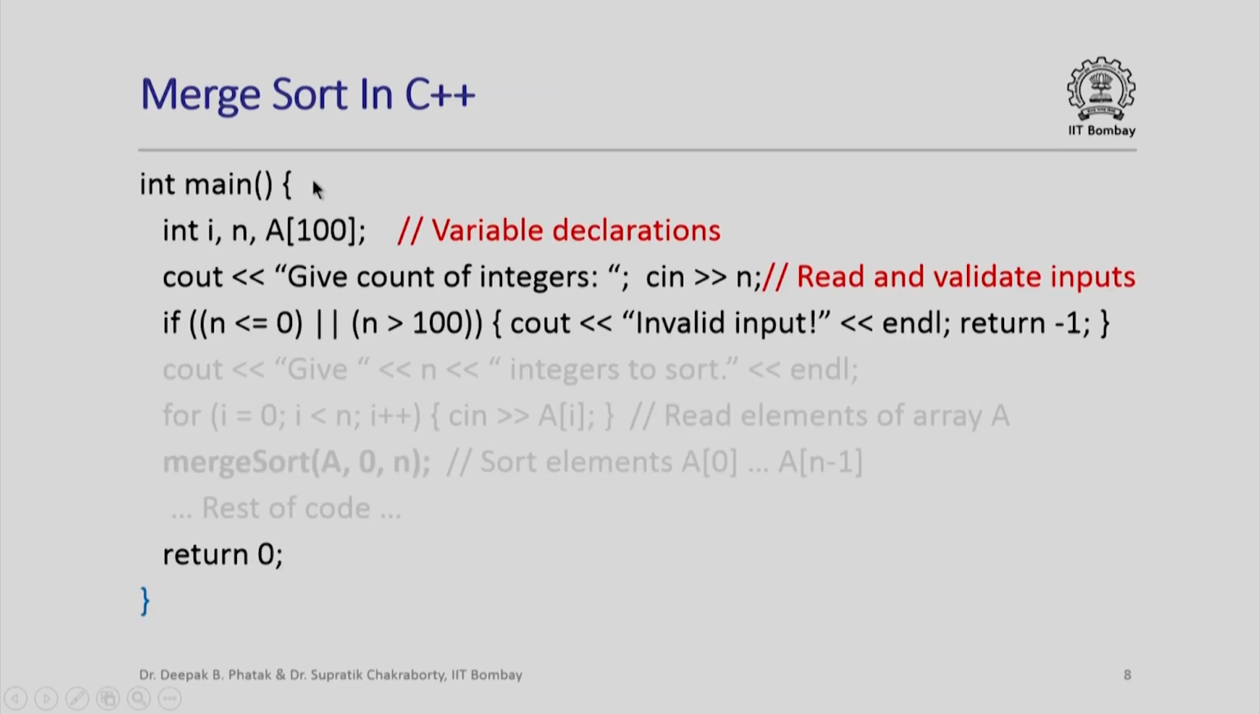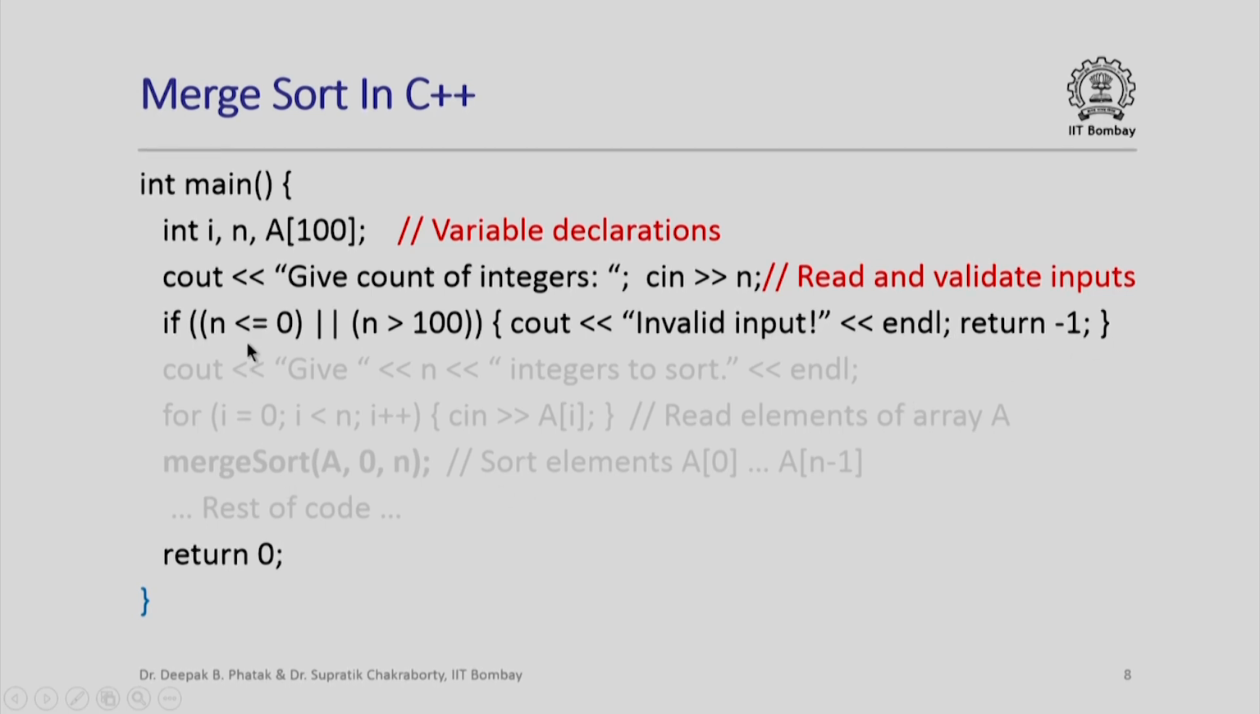So how might a C++ implementation of merge sort look like? Here is what a program might look like. So we have the main function in which I have used an integer array A of size 100. So I am going to be able to read at most 100 integers. Then I ask the user to give the count of integers that she wants to sort. I read in that number and then I do some input validation. Basically I check whether the number of integers that the user has given us to sort is less than or equal to 0 or greater than 100. If so, we print an appropriate error message and return -1.